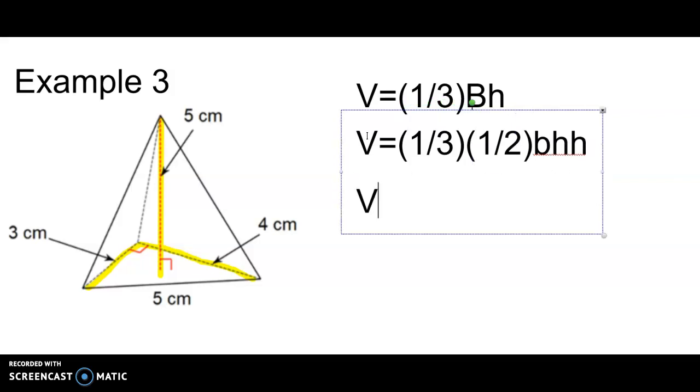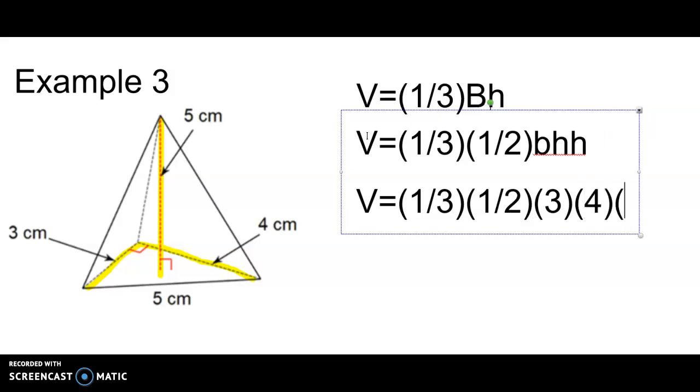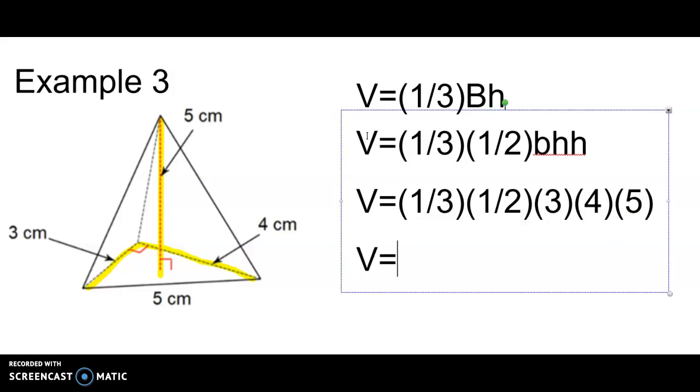Okay. And we know that the base is going to be 3. And the height of the triangle base is 4. And then the whole thing is 5 centimeters tall. So again, we're just going to put all of that in our calculators. And we end up with 10. And again, for this problem, our unit is centimeters, and we have to use cubed because we are finding the volume.